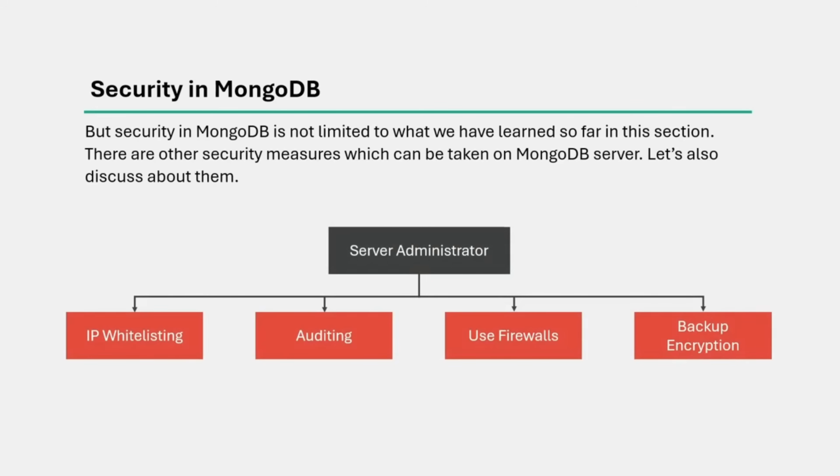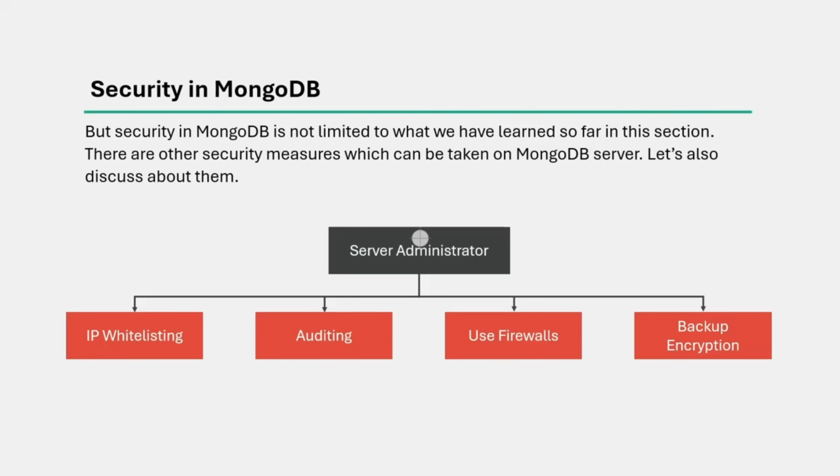Then some security measures can be implemented only by the server administrator. For example, IP whitelisting. IP whitelisting restricts access to MongoDB server by allowing connection only from specific IP addresses. It prevents unauthorized access from unknown IPs and reduces the attack surface.